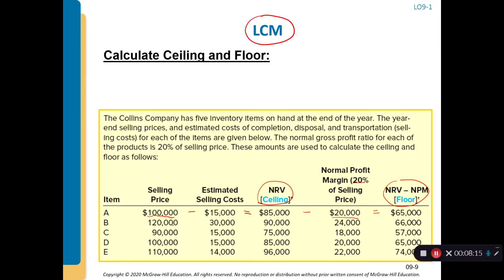Item B is exactly the same thing. 120 minus 30 is 90,000 NRV. Then minus the normal profit margin, which is 120 multiplied by 20%, or $24,000. NRV minus normal profit margin is 66,000. That's the floor.